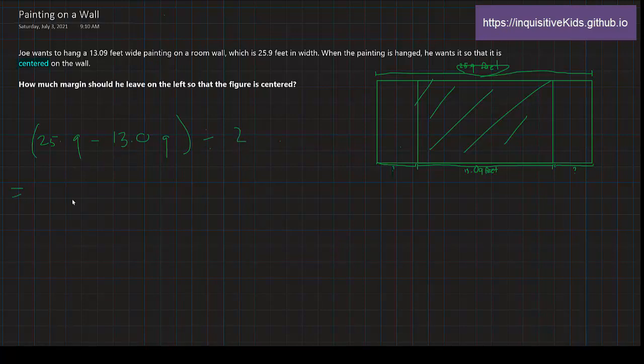25.9 minus 13.09 is going to be, well, we could think of 90 minus 9. That's 81, so that's on the right side of the decimal place. And then 25 minus 13, that is 12. We divide that by 2. We start with the 12, 6, 4, 0, 5.